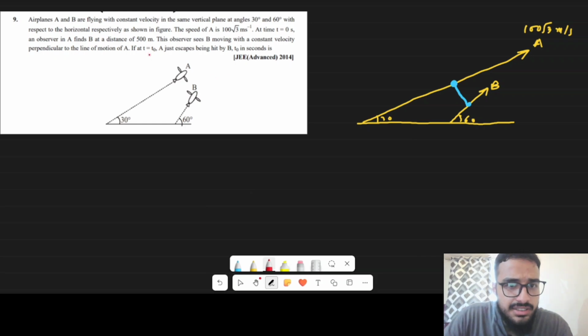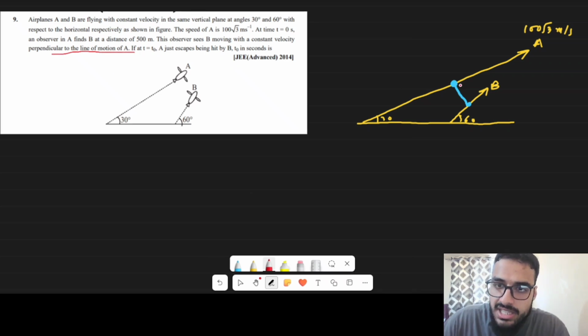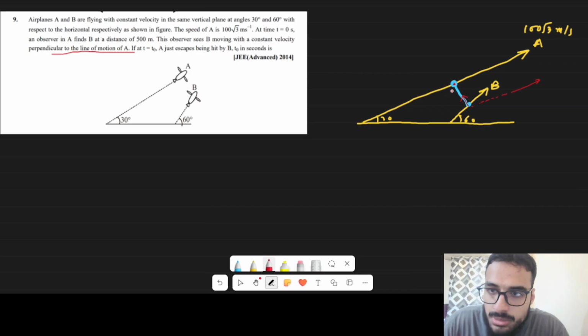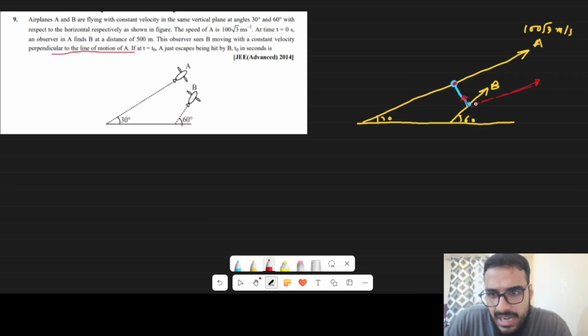It is given that the observer sees B moving with a constant velocity perpendicular to the line of motion of A. So there is a person in flight A, and that person sees plane B moving perpendicular to the motion of A. So that means the velocity of A, in the direction of a line parallel to the motion of A, should be equal for both.